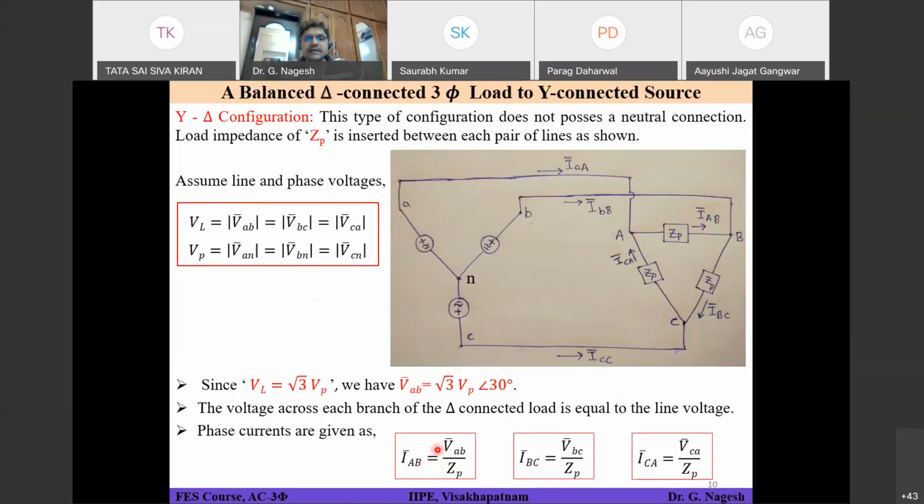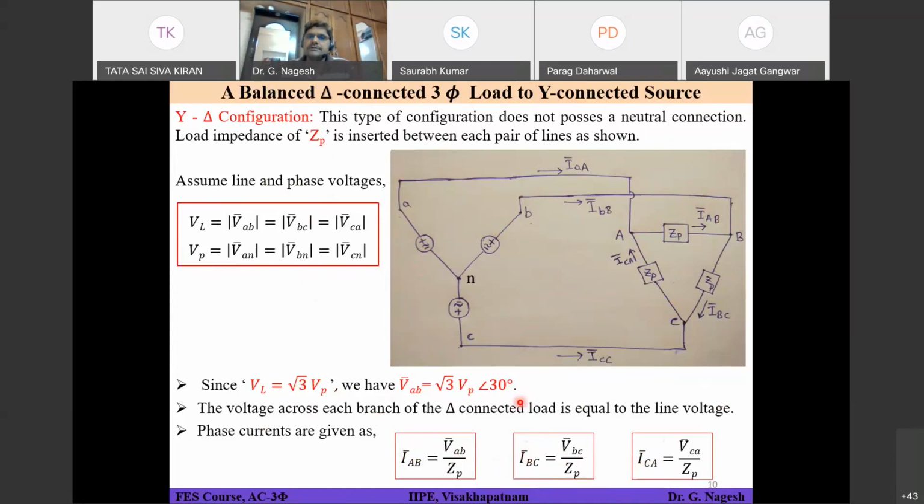So IAB is equal to VAB divided by ZP. IBC is equal to VBC divided by ZP. And ICA is given by this expression. Or otherwise you can find one value and simply add minus 120 to that to get IBC, and again add minus 120 or minus 240 to that to get ICA. Since it's a balanced system, you can simply add minus 120 and minus 240 to IAB to get the remaining two currents. So this is in a delta connected system, the phase current we have seen.